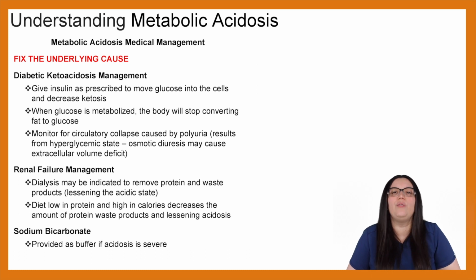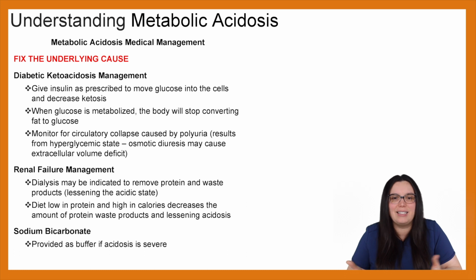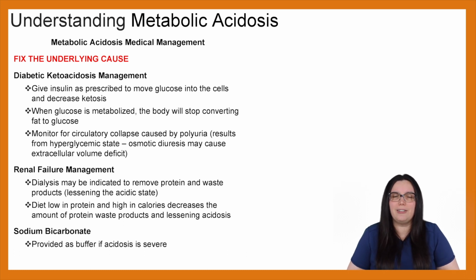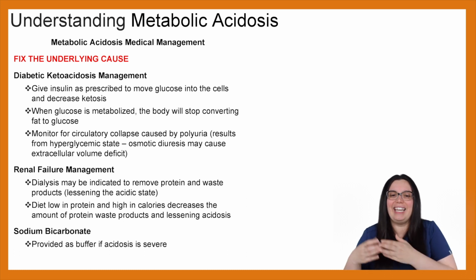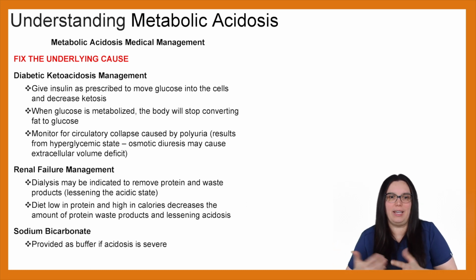You've also got renal failure management as a big one. So an indication could be dialysis to remove that protein and waste products depending on how severe that acidosis is. It'll ultimately lessen that acidotic state. We can also give a diet low in protein and high in calories, decreasing the amount of protein waste products and lessening the acidosis that way as well.